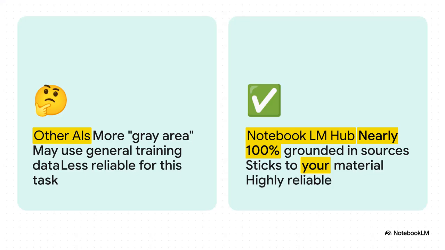Now, the crucial difference here is all about reliability. Other AI tools might pull answers from their massive general training data, which creates a lot of gray area. But Notebook LM is specifically designed to stay almost 100% grounded in the source material you gave it. For this kind of work, that makes it incredibly reliable and essentially hallucination-free.